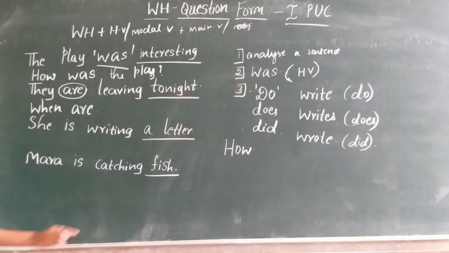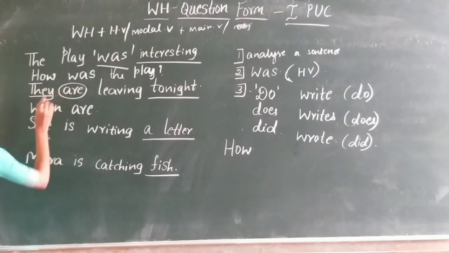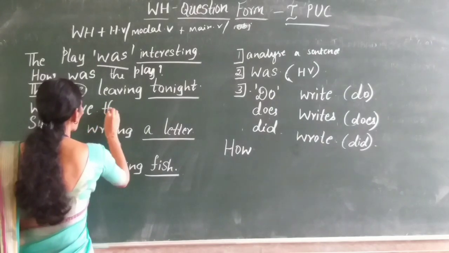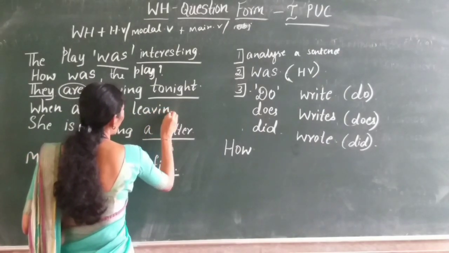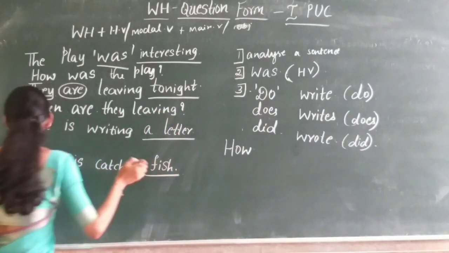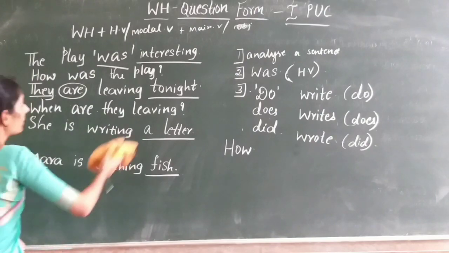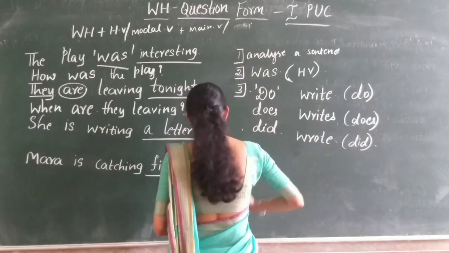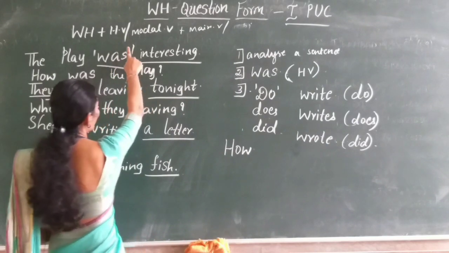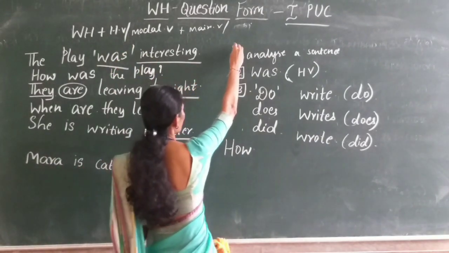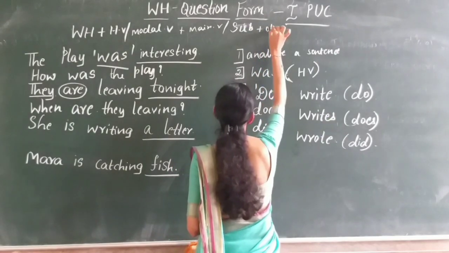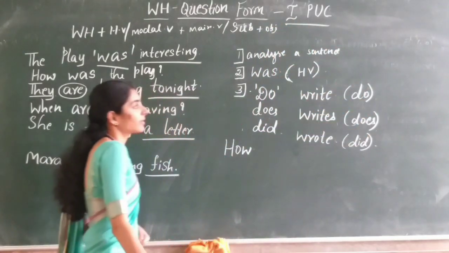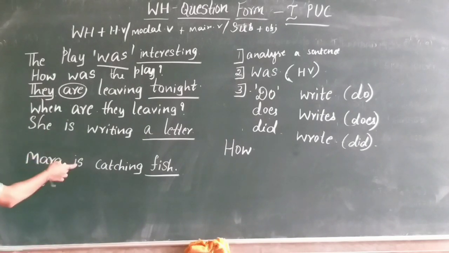When are. And then after are there should be the subject. So what is the subject here? They. So when are they leaving? When are they leaving? A small thing again, remember here. So WH, helping or modal verb, and then there should be subject and then object. This is the structure. This is very easy as I said.